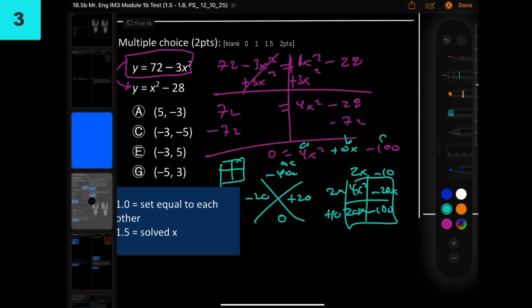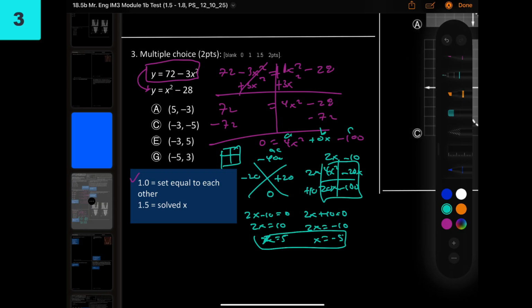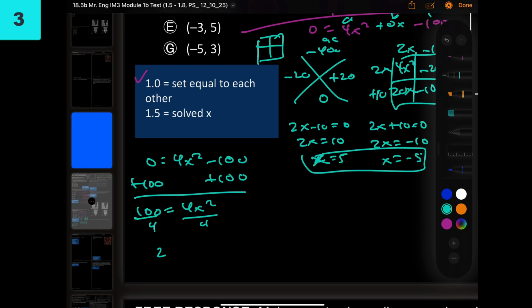Okay, to get the 1.5, you would just need to solve it. So that'll be x equals 5 and x equals -5. Okay, in the previous video, I did show you that you could have solved that using a method called the square root method. Move the 100 over. You have 100 equals 4x squared, divided by 4. You have 25 equals x squared.